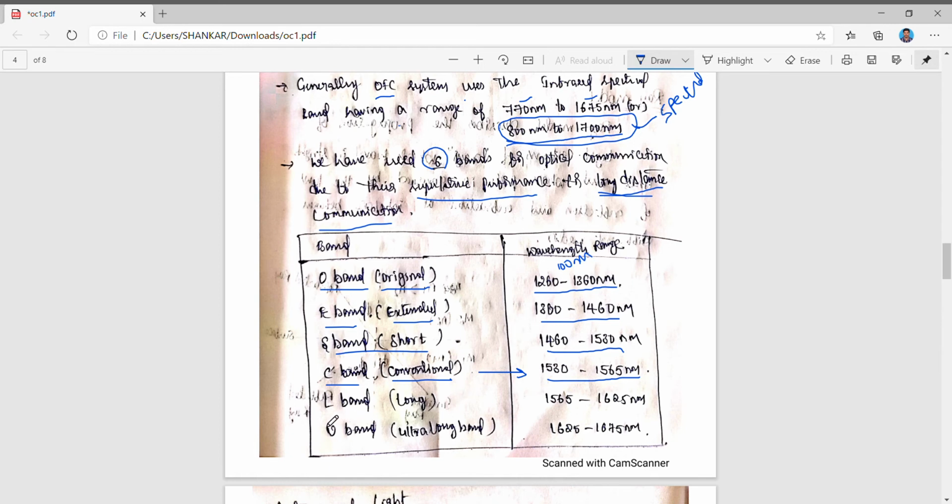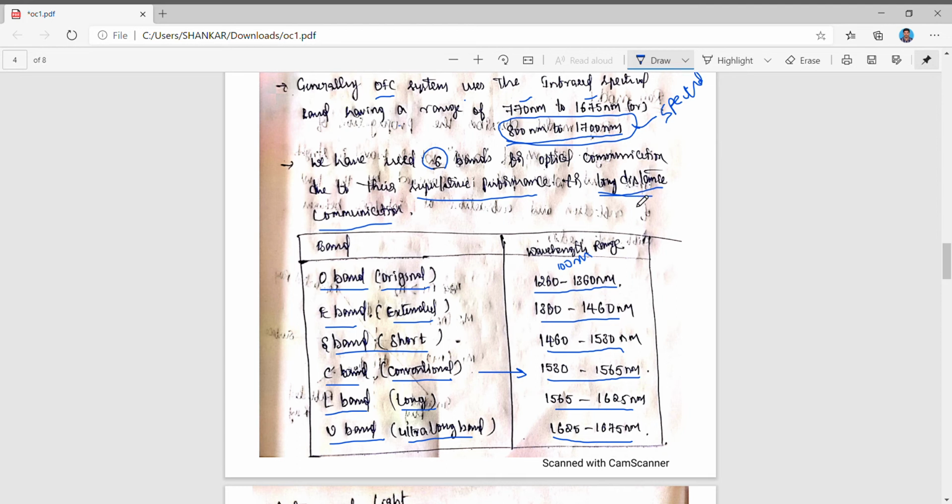And there are other bands also. The L band is the long band, which has the range of 1565 nanometer to 1625 nanometer. Another band is the U band, also called the ultra long band, which has the range of 1625 to 1675 nanometer. These are the optical spectrum bands we have divided into 6 bands due to their superlative performance for long distance communication.